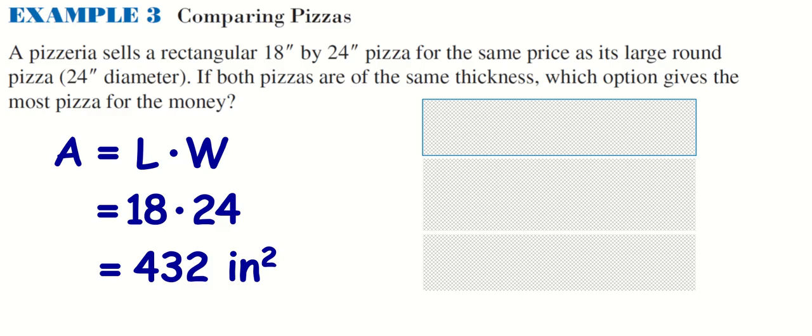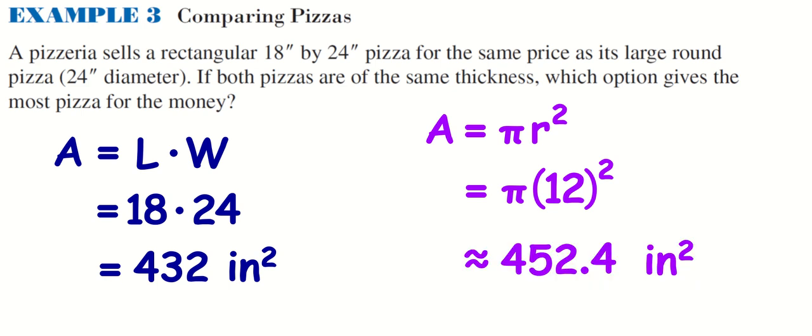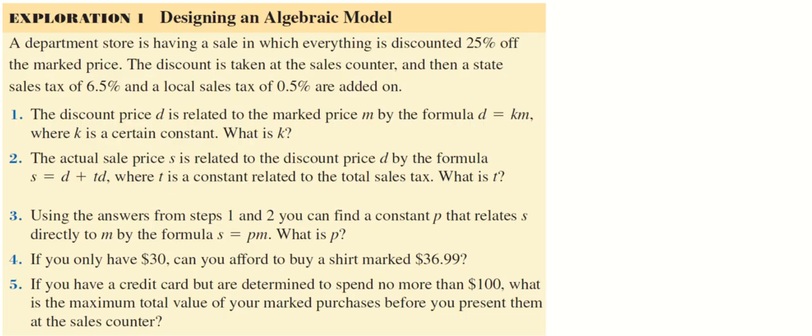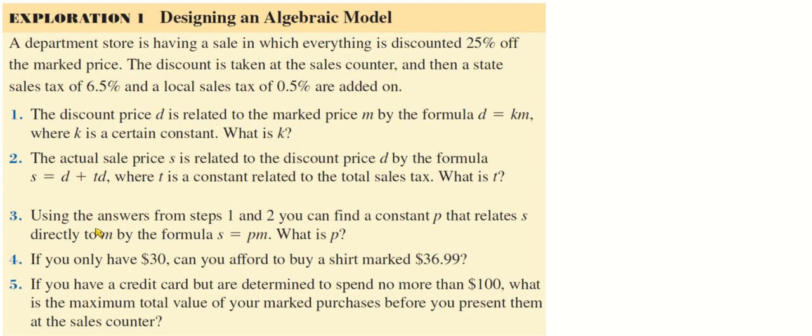So that would be 432 square inches of pizza in the rectangular one. And then do you remember the area of a circle? What formula do we use for the area of a circle? Pi r squared. And remember, they're giving you the diameter. So the radius would be 12 with a diameter of 24. And so obviously the pizza that gives you the most bang for your buck is the circular pizza. Let me just double check that. Yeah, 452.4 square inches.